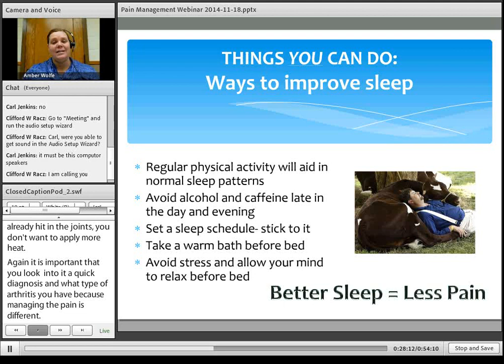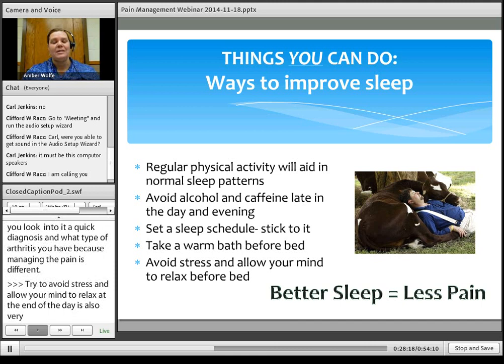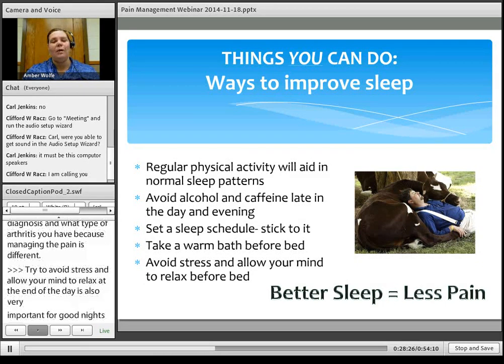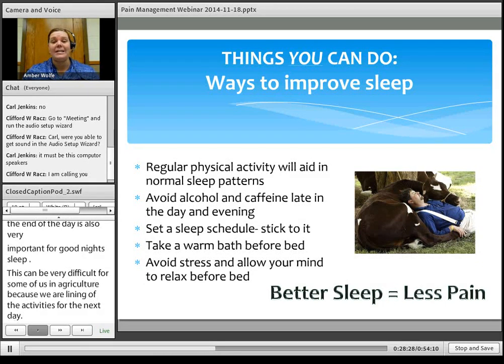And again, this can be very difficult for some of us in agriculture because we're lining up the activities for the next day. We're worried about maybe something that's already happening on the farm or in our business. But finding a way to just take a little bit of time to relax your mind and de-stress at the end of the day will help tremendously towards allowing you to get a better night's sleep. That better night's sleep will then help with your pain.